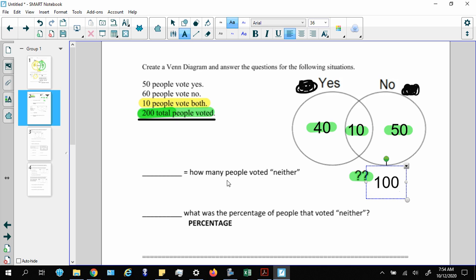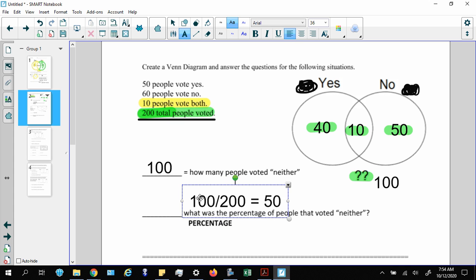So how many people voted neither? Well, 100 people did. It says, what is the percentage of people that voted neither? There were 100 people that voted neither. You divide that by the total number of people, which is 200, and you're going to end up with 50%.